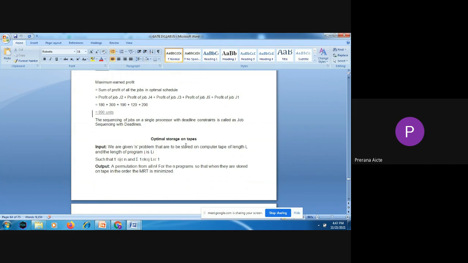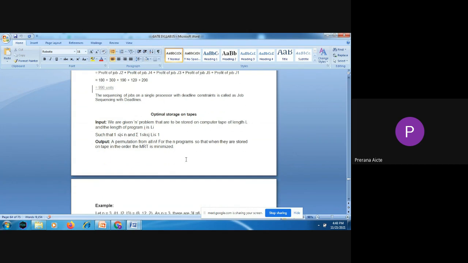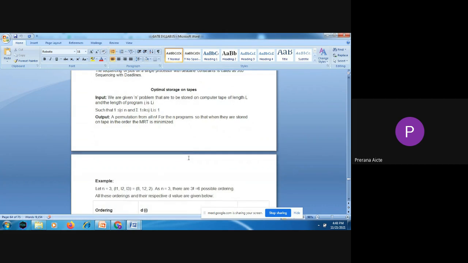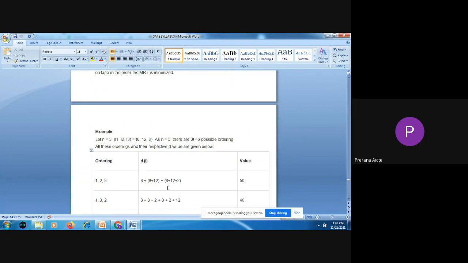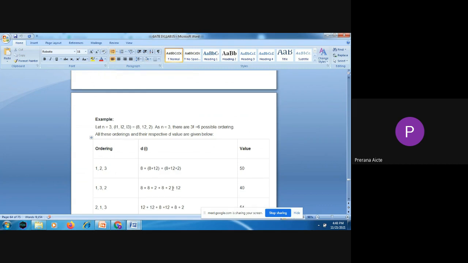Next, optimal storage on tapes. Here we will be given some programs and their lengths. Tape means we have to go for sequential accessing. So in which order should we store them so that it will be beneficial to retrieve them in minimum time? That is optimal storage on tapes: in which order we have to store those programs on the tape.